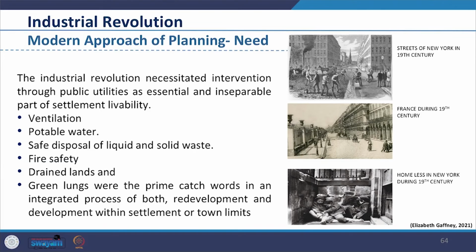The Industrial Revolution brought the necessity to provide public utilities as an inseparable part of settlement to increase livability. We'll also look in our other urban issues section when we study health, how this particular period has an important role to play there. Here the living condition was improved by providing ventilation to the housing units, increasing water facilities, providing safe disposal of liquid and solid waste. Fire safety and properly drained lands were equipped for redevelopment and development within settlements or town limits.